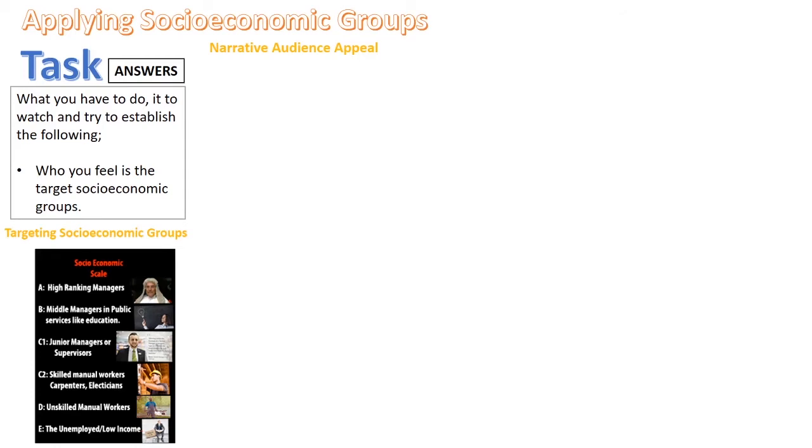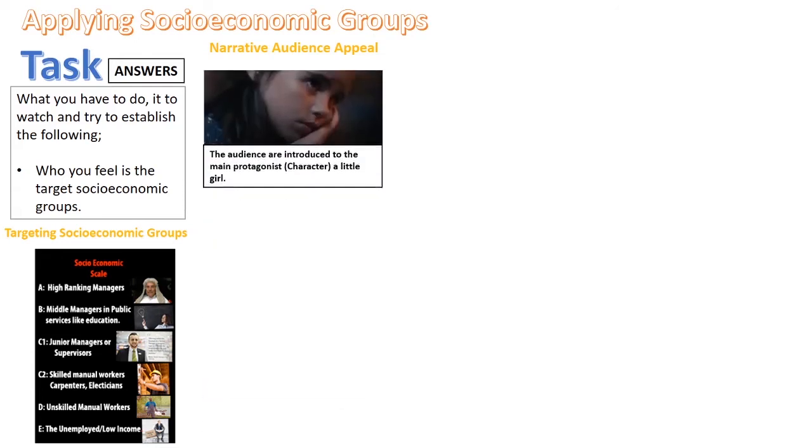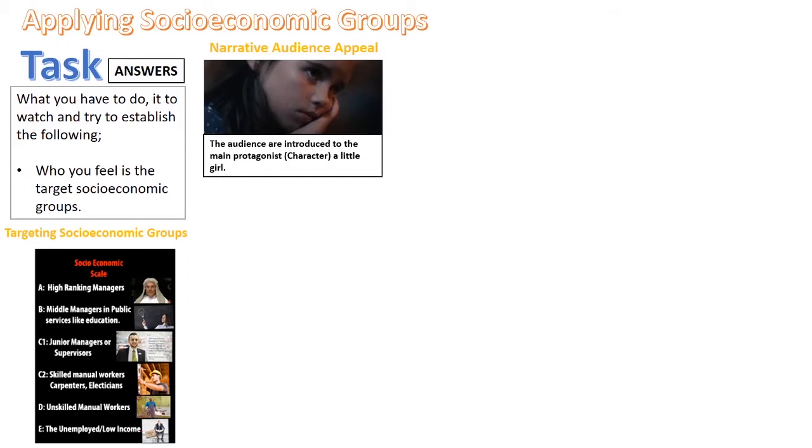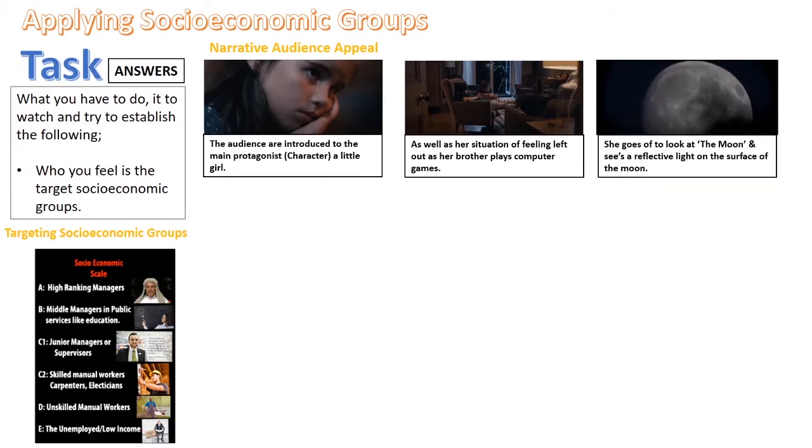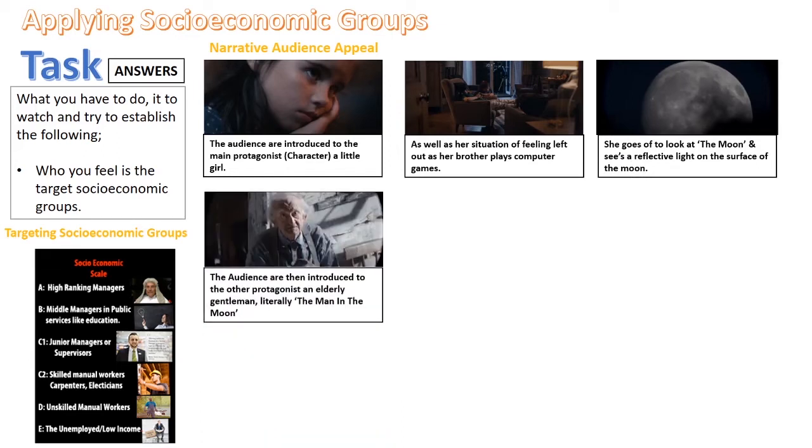Now, when we start thinking about targeting the socioeconomic groups, what we have to look at first is the narrative. So the audience are introduced first of all to the main protagonist, a little girl, and then they're introduced to this girl trying to get the attention of her brother, and feeling out of place, feeling left out as her brother plays computer games. And then she goes off to try and entertain herself, and she sees something, a reflection on the moon, which she investigates further, and then suddenly she's introduced to this elderly protagonist, this other character, literally the man in the moon.